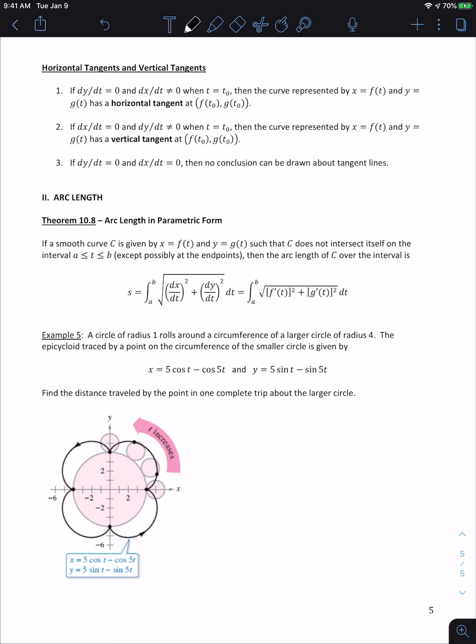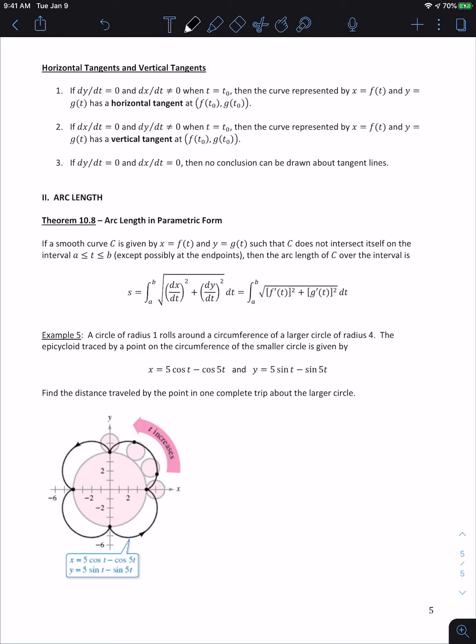Okay, so now let's talk about arc length in parametric form, right? We know in general how to do arc length, right? It was s equals the integral of the square root of 1 plus the derivative squared. So now how do we do that in the parametric form? If a smooth curve C is given by x equals f of t and y equals g of t, such that C does not intersect itself on the interval from a to b, except possibly at the endpoints, then the arc length is the integral of the square root of the x derivative squared plus the y derivative squared, right? And it's derived from that formula that I just wrote above. Okay, so now let's look at this example here.